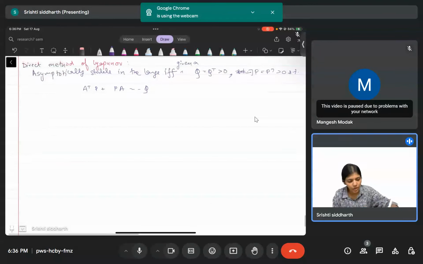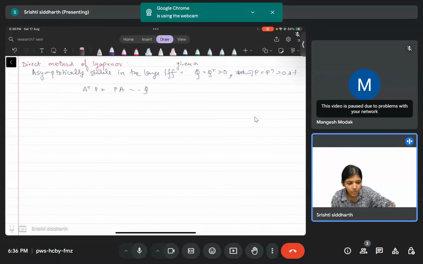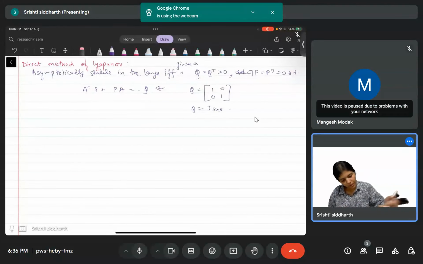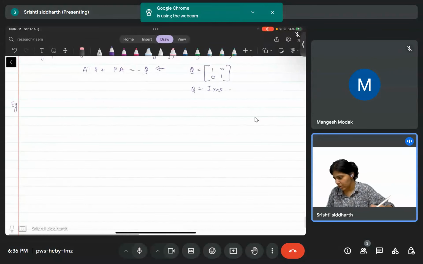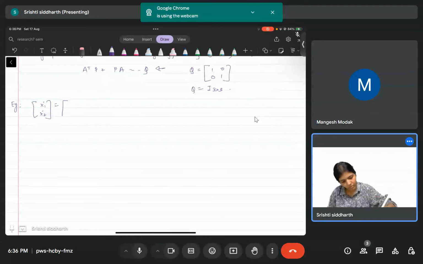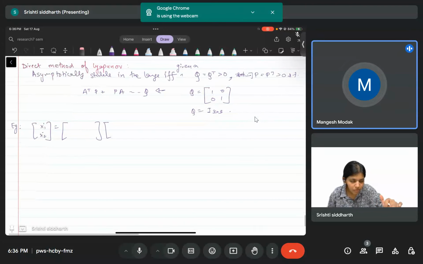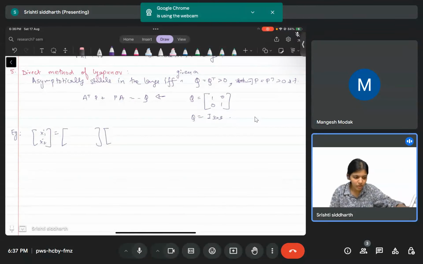To check stability by this condition, we need Q to be symmetric and positive definite. So one of the obvious choices is always the identity matrix. For a 3 by 3 system, this will be the identity matrix of size 3. You can take something else, maybe some multiple of the identity matrix or some positive definite and symmetric matrix.